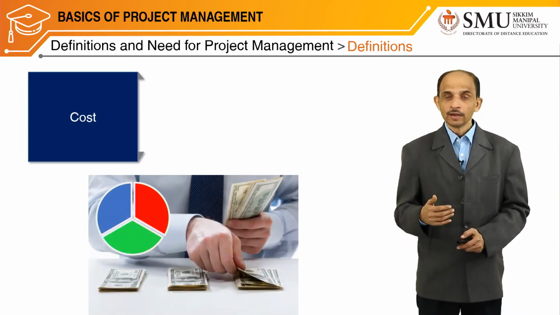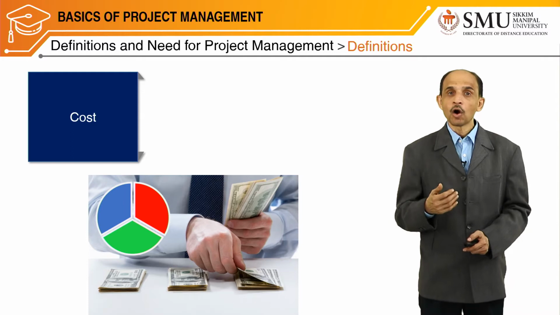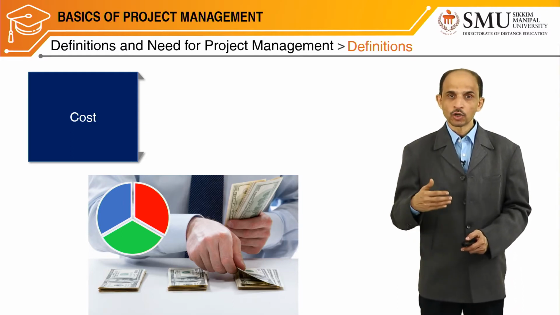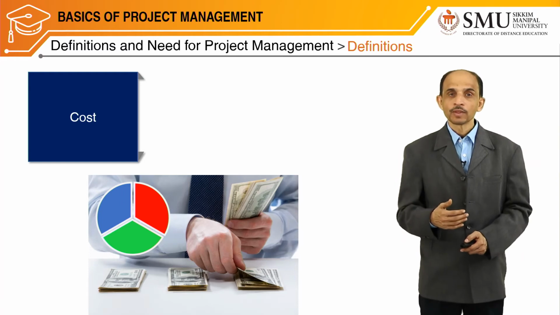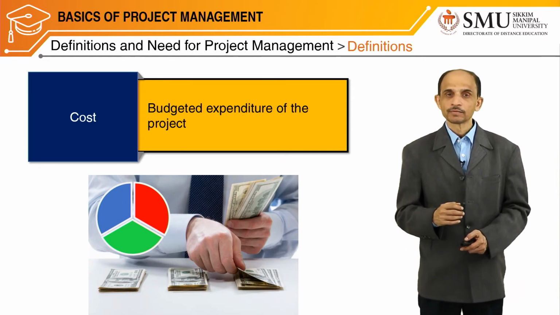As they say, money makes the mare go. Nothing can be done without money, including projects. So projects have a cost. What you spend to accomplish the project objectives becomes the project cost. Project cost is formally defined as the budgeted expenditure of the project.